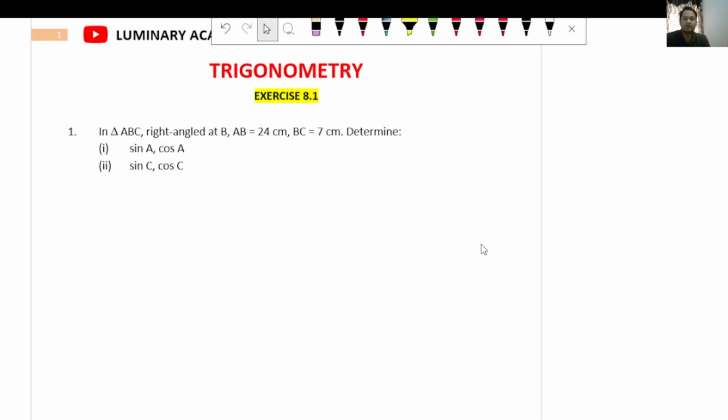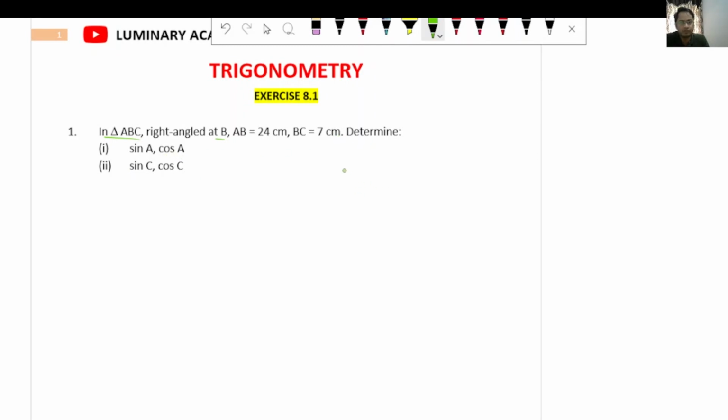In this video I'll be solving trigonometry questions of class 10th CBSE. Okay, I'm starting exercise 8.1 and question number 1. In the triangle ABC, right angle at B, AB is 24 centimeter and BC is 7 centimeter. Determine sin A, cos A, sin C, cos C.